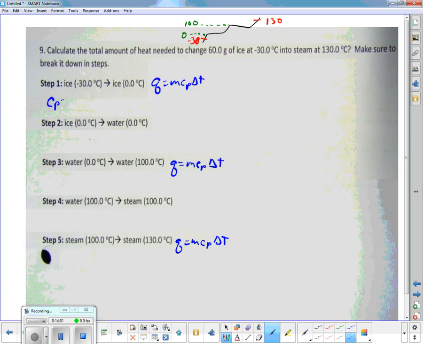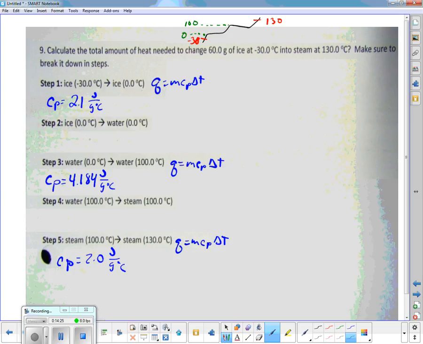The CP for ice is, I'm going to use joules this time, 2.1 joule per gram degree Celsius. The CP for water is 4.184 joules per gram degree Celsius. And the CP for steam is 2.0 joules per gram degree Celsius.